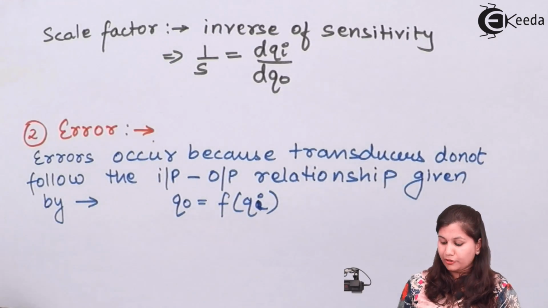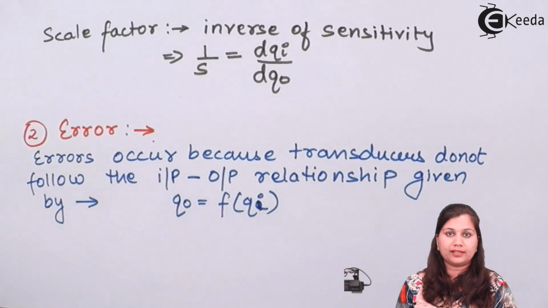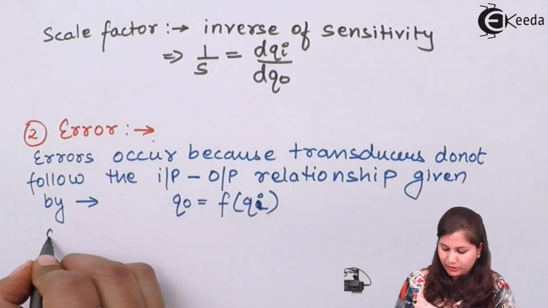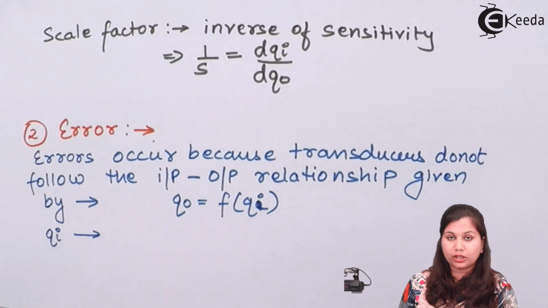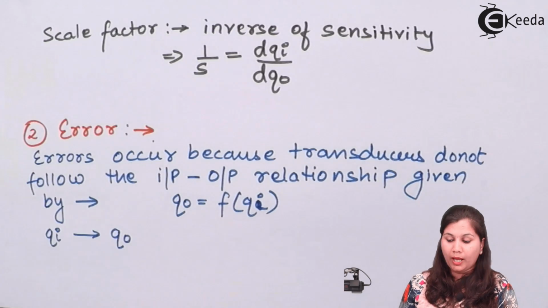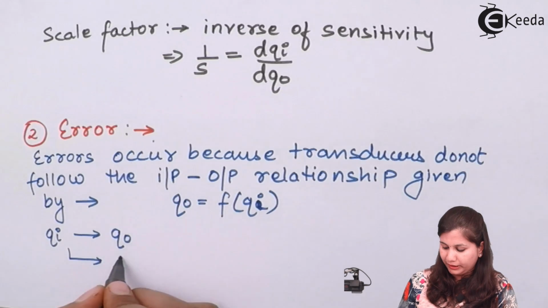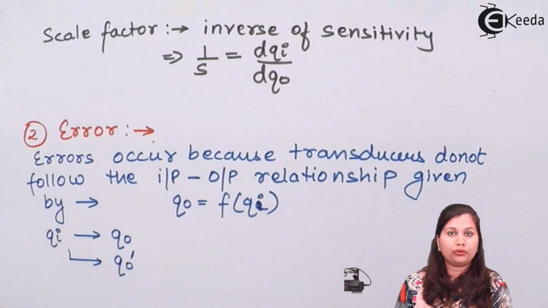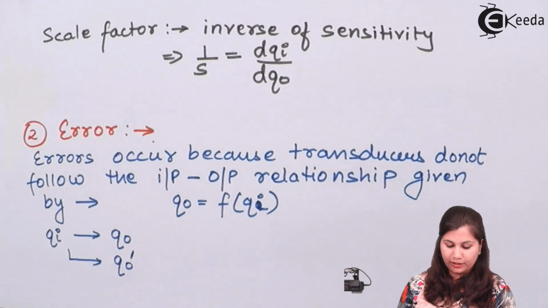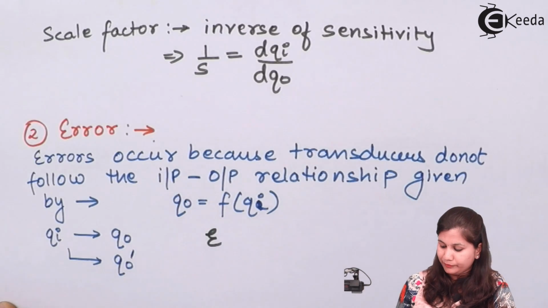So if any departure or deviation is seen from this relationship, that will result in an error. Suppose that we are giving an input Qi to the transducer and we are supposed to get the output Q naught, but due to errors, the Q naught output is not obtained and a different output Q naught dash is obtained. In that case, error will occur in the transducer.